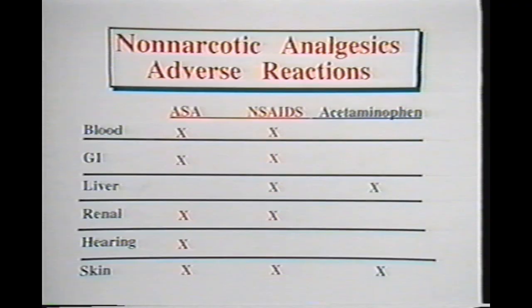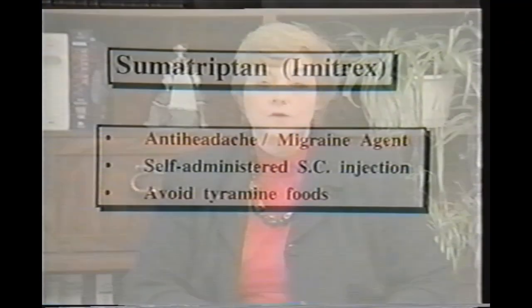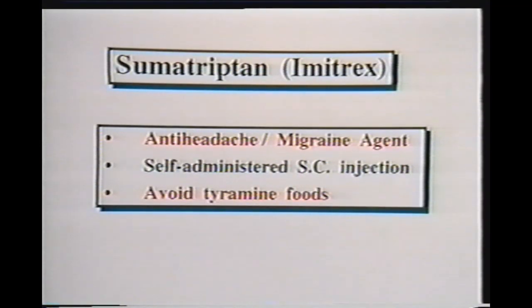We see another drug that is classified as an anti-headache medication, and this is a drug called Imitrex or sumatriptan. Some people classify it as a migraine or an anti-migraine agent. I think the key thing that we need to know about that is that you need to avoid tyramine foods, as these can sometimes bring on the headache.